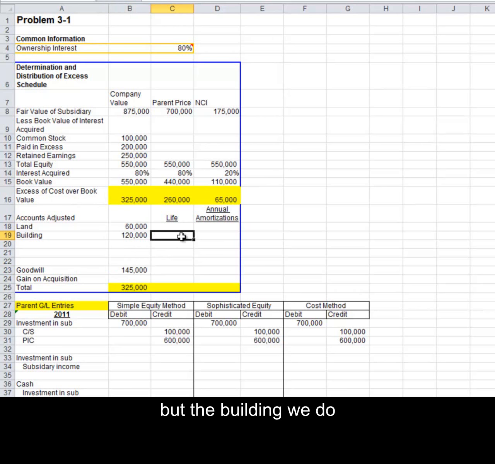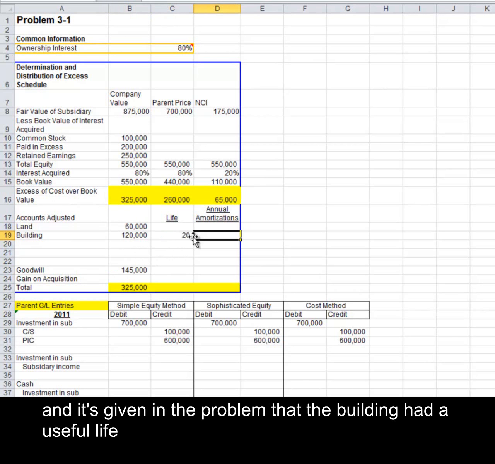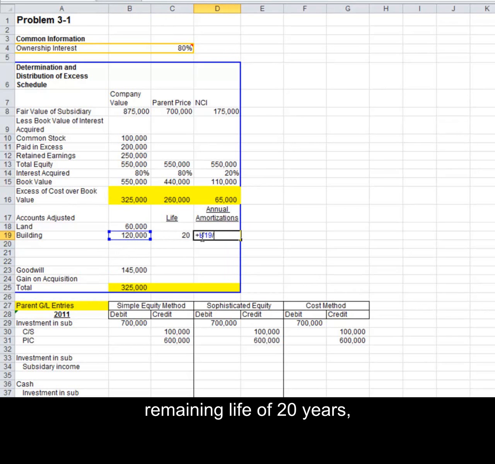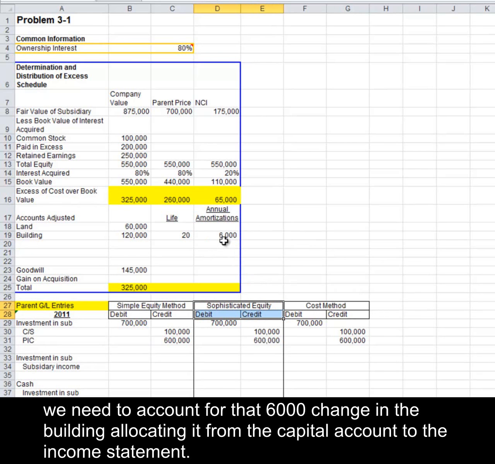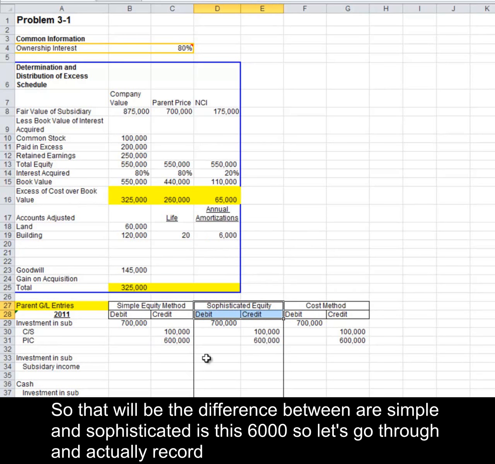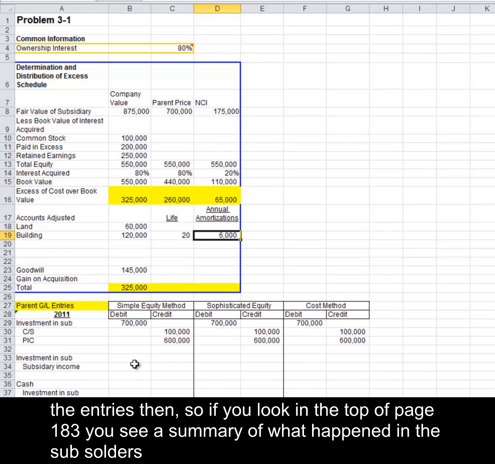But the building we do, and it's given in the problem that the building had a remaining life of 20 years. So every year, as part of our worksheet or part of the sophisticated equity method, depending on which method is used, we need to account for that $6,000 change in the building, allocating it from the capital account to the income statement. So that will be the difference between our simple and sophisticated, is this $6,000. So let's go through and actually record the entries then.